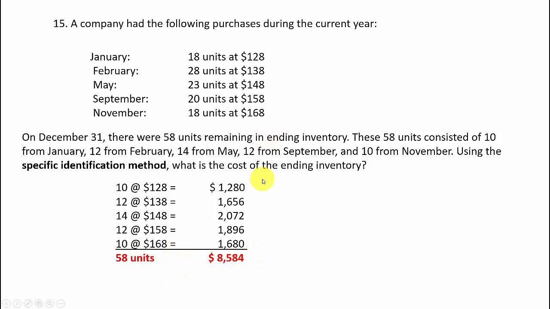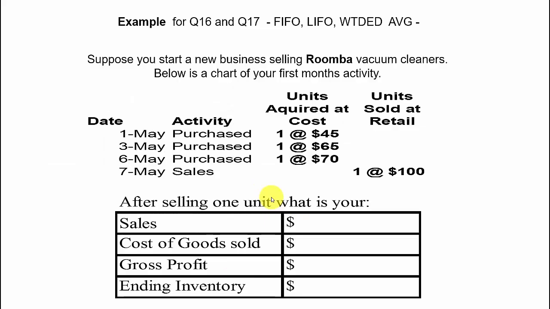On all these inventory questions, you want to make sure you understand what it is that they're asking for. Are they asking for the cost of the ending inventory, or are they asking for the cost of the goods that you sold? Because that's two sides of the same coin. Again, let me say, are you asking for the cost of the ending inventory like this one, or are we asking for the cost of the goods that were sold? Numbers 16 and 17 deal with FIFO, LIFO, and weighted average. And then we're going to have a little example here before we get into those three questions.